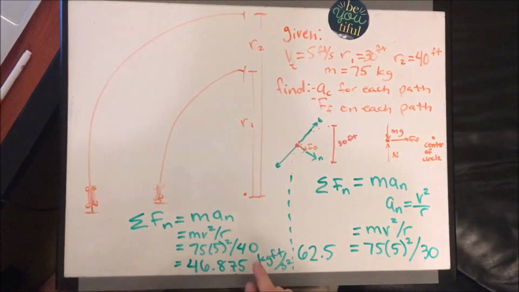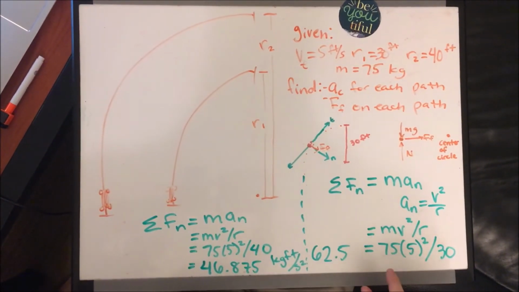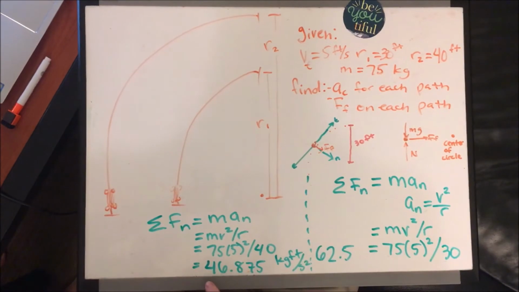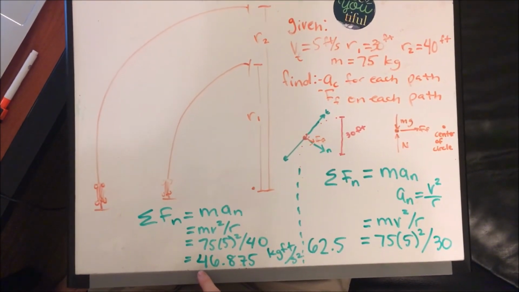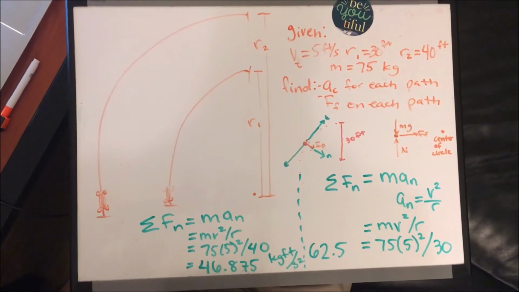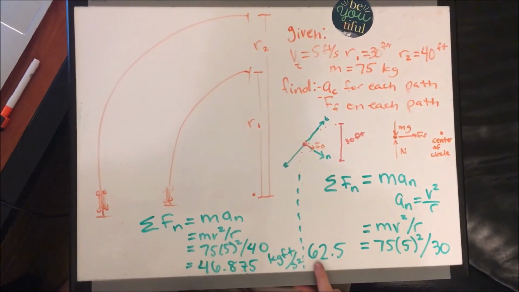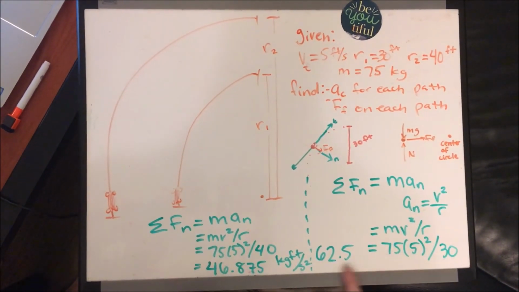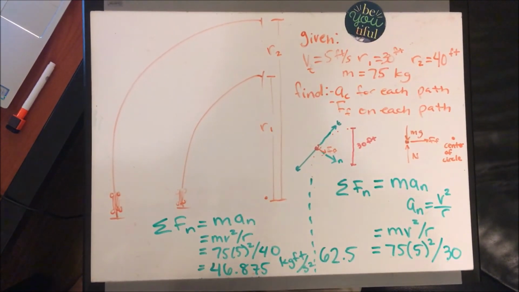Doing the same equation with 40 as the radius instead of 30 as the radius, we get that the force towards the center is 46.875 kilogram feet per second squared, which you'll notice is less than when the radius was smaller, at 30, at 62.5 kilogram feet per second squared.